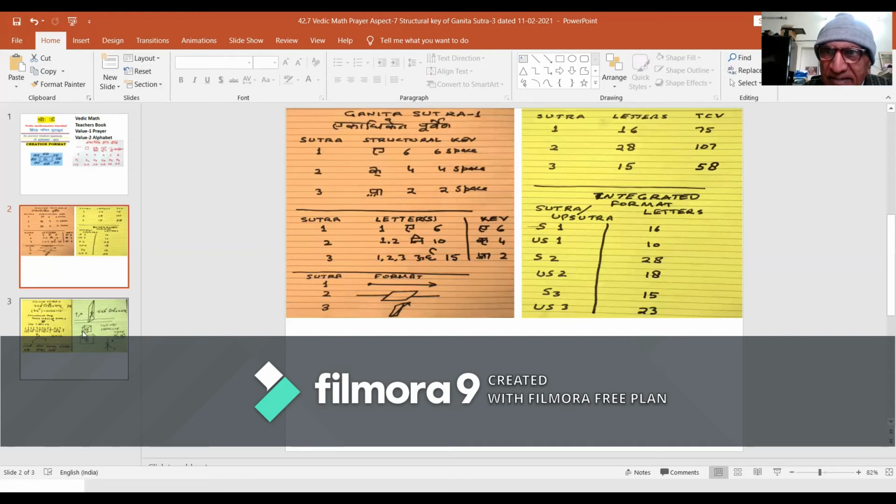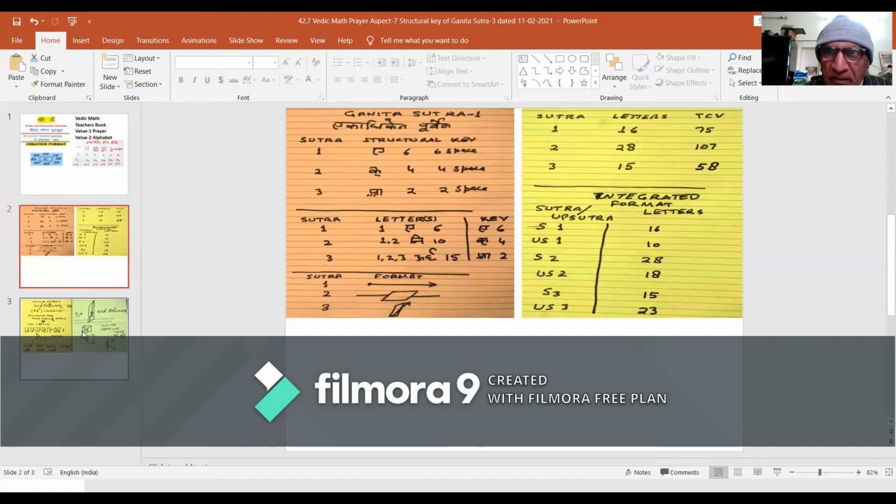The value 6 is parallel with the format of hypercube 2. Value 10 is parallel with the format of hypercube 3. And value 15 is parallel with the solid dimensional frame 5 space. Mathematical domain values and the structural key values are being parallelly tabulated here.